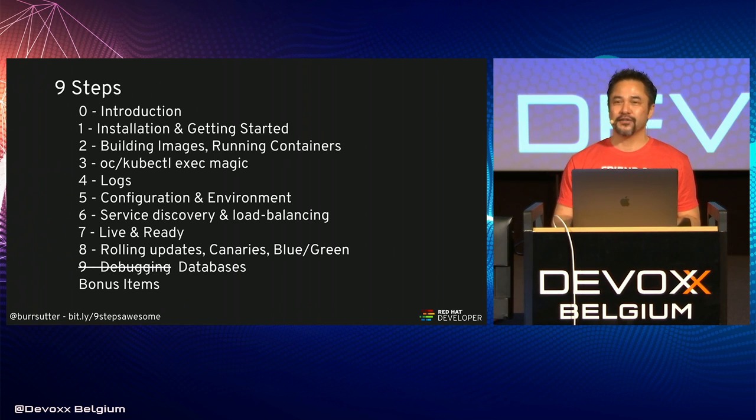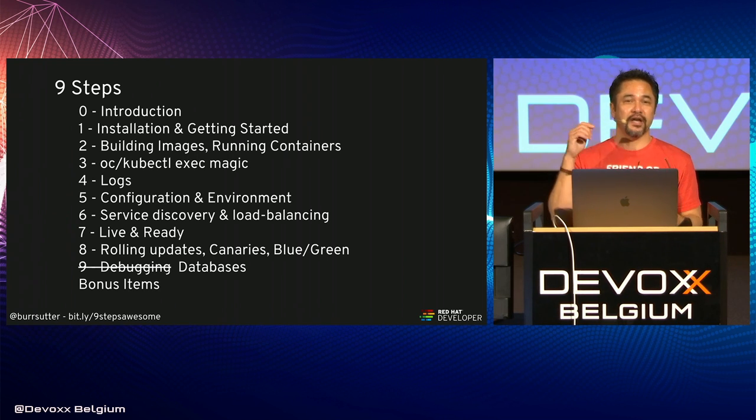So we're going to give you a quick introduction to what Kubernetes is. We're going to quickly talk about installation and getting started, only because we're not here to do the install. You guys won't get a chance to get to the installation. But I'll just show you some tips and tricks of how to get it running locally. And then we're going to talk about how you build images and run containers in this architecture. We're going to talk about the kubectl exec command or oc exec command. We'll show you that one and why that matters, because you're going to need to know that when it comes to debugging your containerized application.